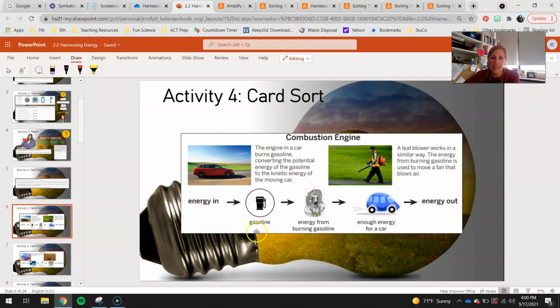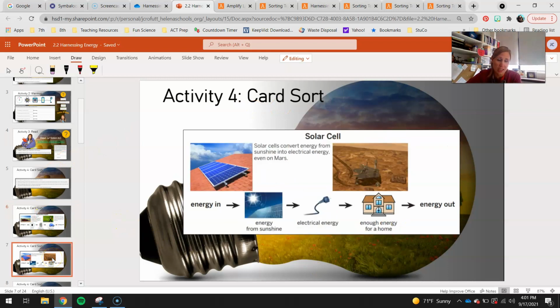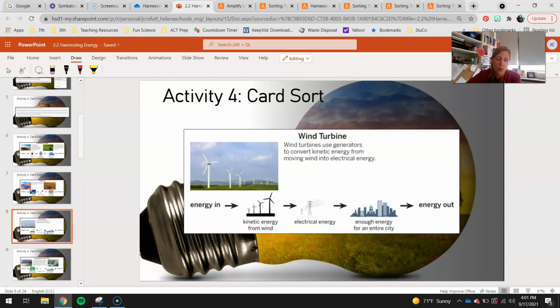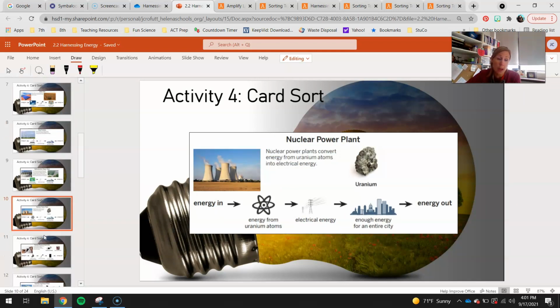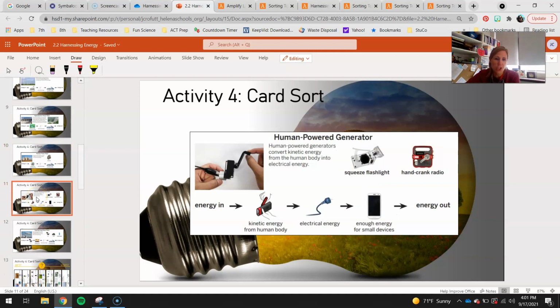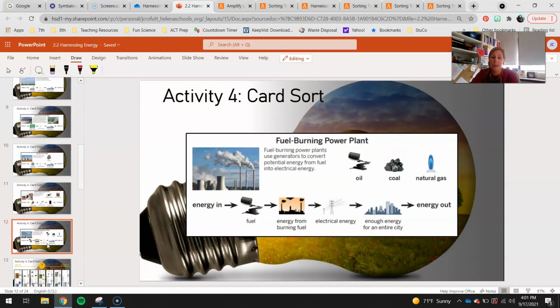There's 7 of them. You guys can kind of see how the energy transfers from like gasoline through a combustion engine to what we would use it for. In this case, your example would be a car. Read through how this works as far as energy transfers going from different sources or from kinetic to maybe potential energy. Okay, so you got a combustion engine, a solar cell, a wind turbine, hydroelectric power plant, a nuclear power plant, human power generator, and a fuel burning power plant. So again, make sure you guys read through these, that you understand them.